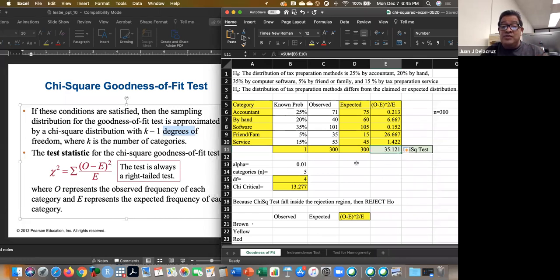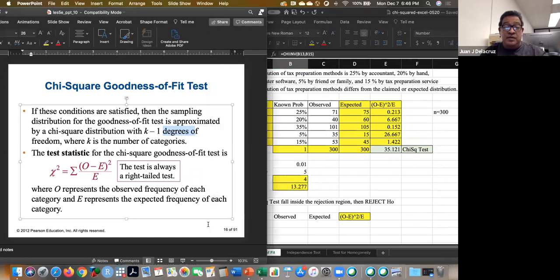Now all I have to do is compare this value with the chi-square critical, right? I am going to use the alpha and the degrees of freedom in order to compute my critical value. In Excel there is a function, CHISQ.INV.RT. All I need in this formula is basically the probability, in this case 1%, and the degrees of freedom. If I put these values in, I am going to find the critical value.